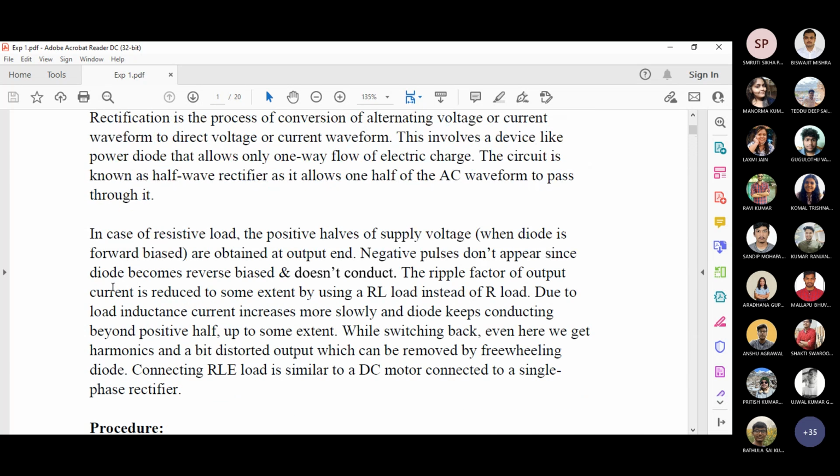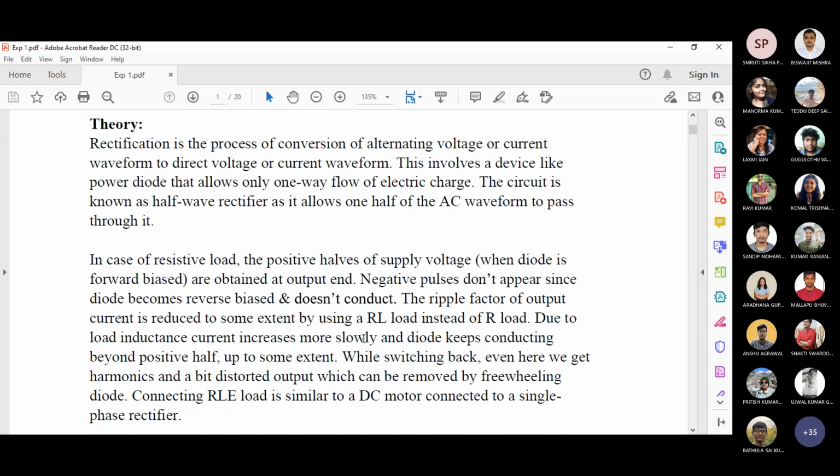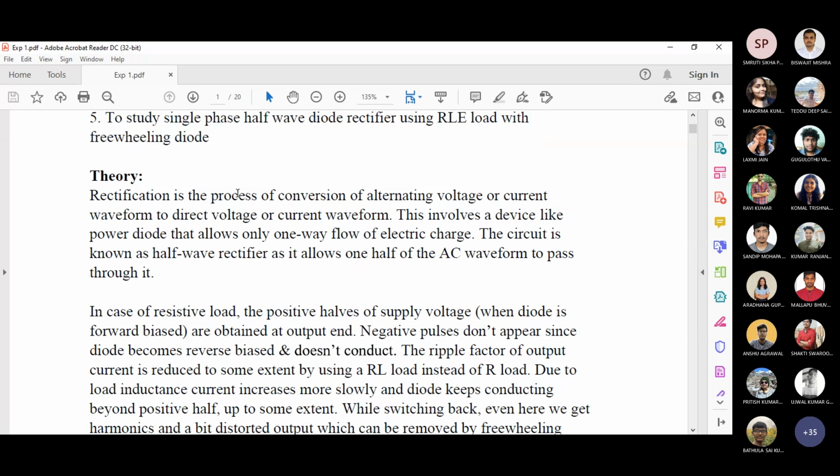So RL load, what will that be? The theory portion is written in a very brief manner, but it should not be like that. You should write it in an elaborate manner with a proper circuit diagram. If an RL load is there, what will be the theory, what will be the mathematical expressions? You need to write that, but it should not be copy paste from any downloaded resources. If you copy paste from this document also, it is not acceptable. I am expecting that you will do it by yourself.